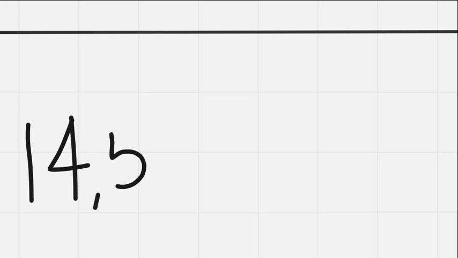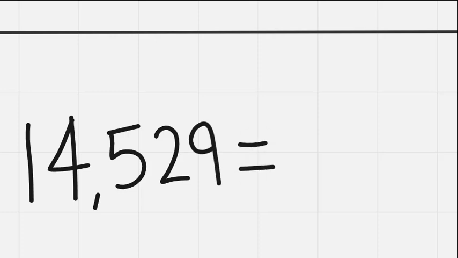The final number we're going to round is 14,529. Copy this number down and round it to the nearest hundreds. I will give you a few moments now to round 14,529 to the nearest hundred. Let's see how it works.